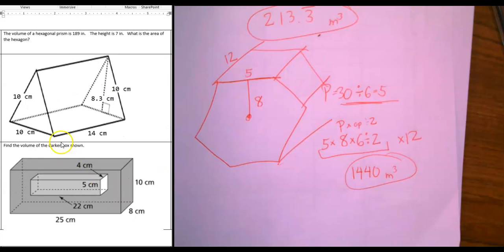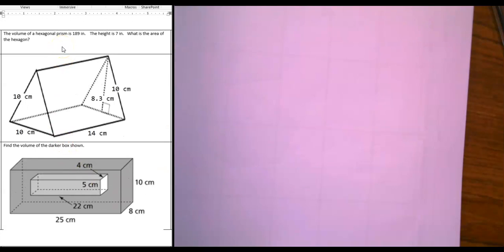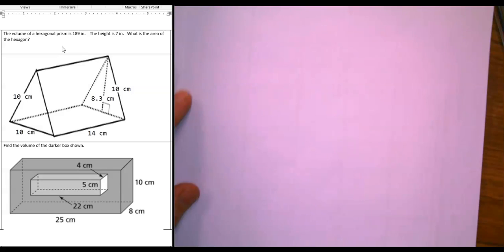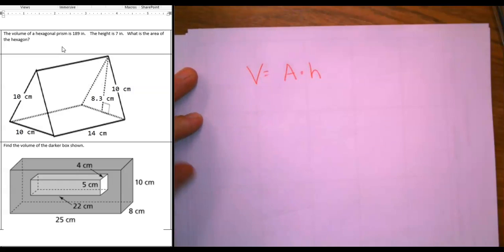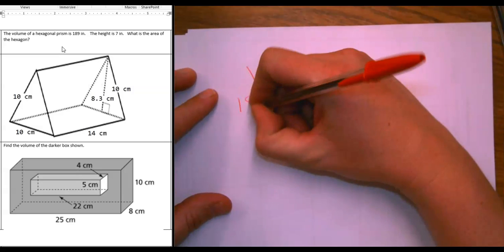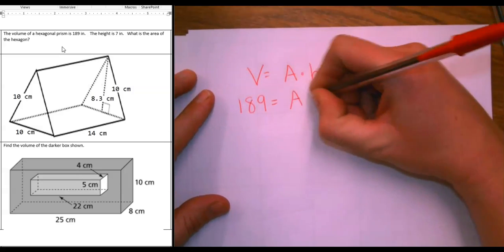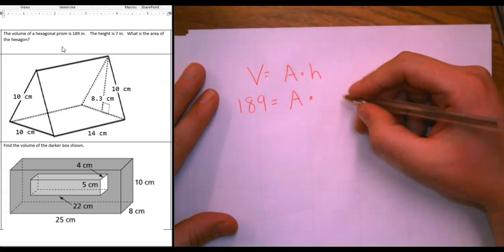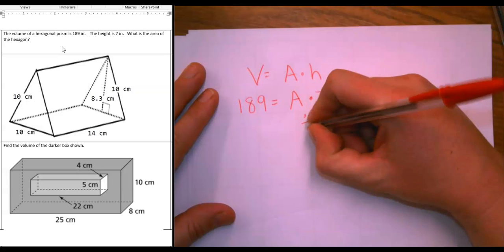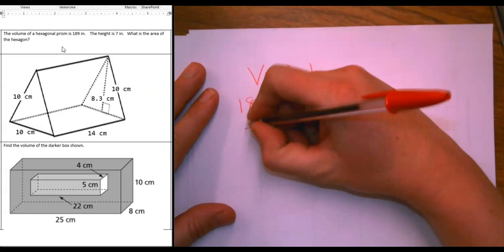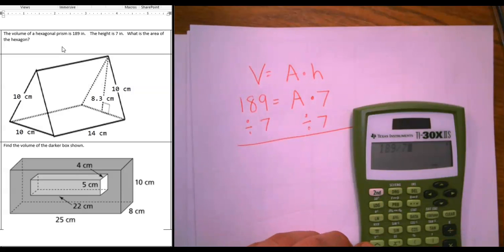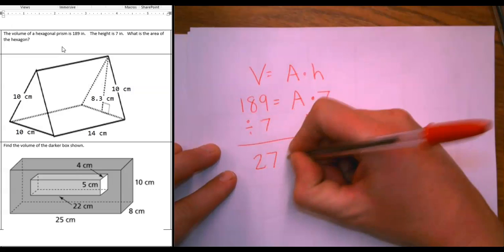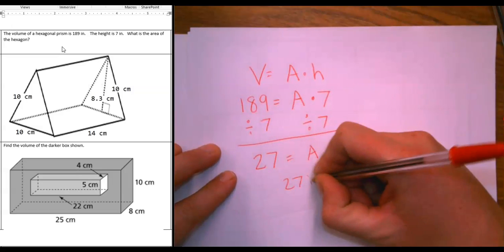Okay, number 6. The volume of a hexagonal prism is 189 inches. The height is 7 inches. What is the area of the hexagon? So volume is equal to area times height. Well, if the volume is 189, we don't know what the area is, but we know the height is 7. I divide by 7. This is a one-step equation like we did last week. 189 divided by 7 is 27, so the area is 27 inches squared.